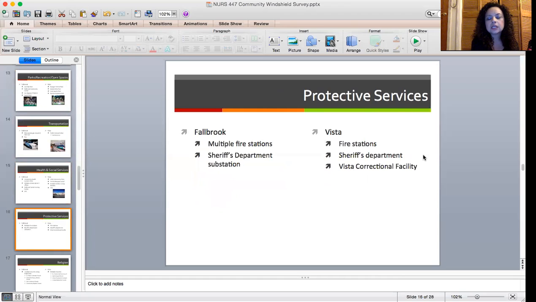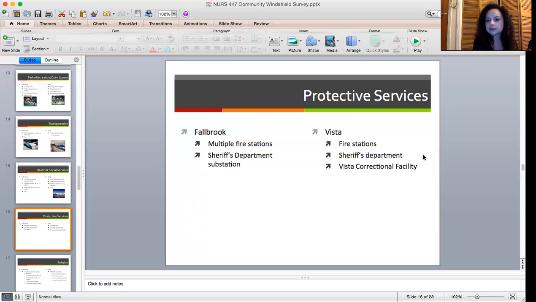Protective services. In Fallbrook, there were multiple fire stations, which is great because in Fallbrook there's a lot of open spaces, there's a lot of brush fire. So I feel like having multiple fire stations is a great way to prepare for fires and for fire season. They also have a sheriff's department substation.